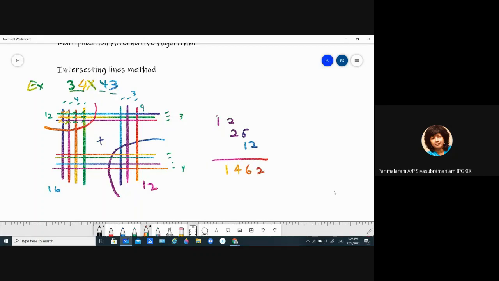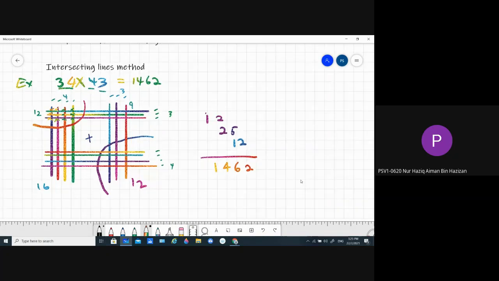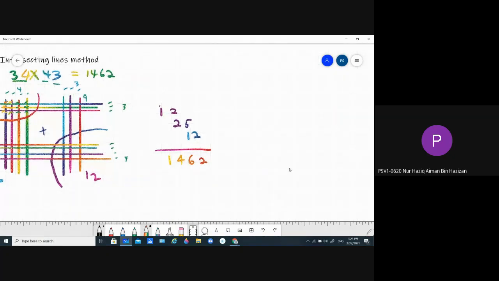Can somebody check with their calculator if the answer is right or not? 34 times 43, correct? Yeah? So 1,462. Okay, this is the intersecting lines method. Okay, let's try something easy.